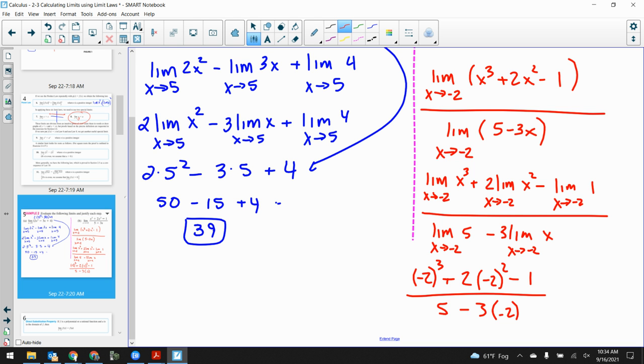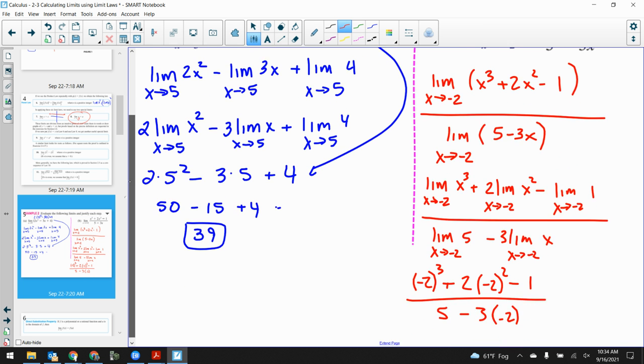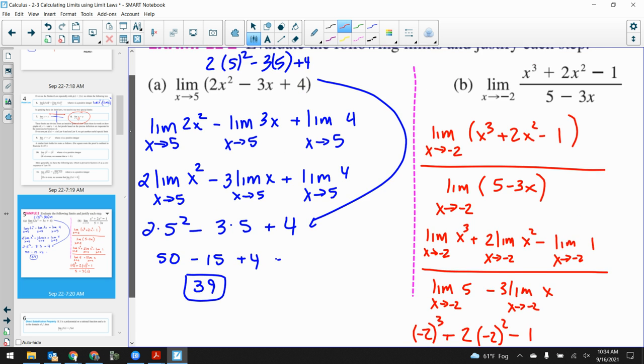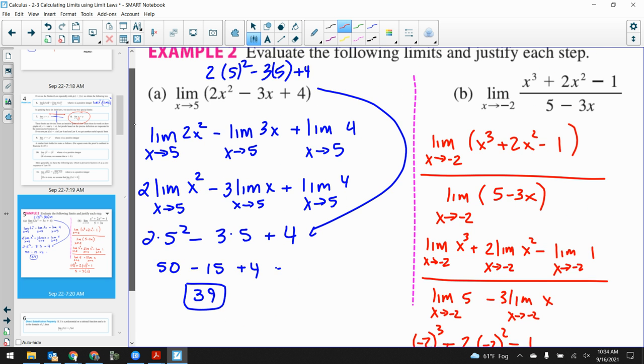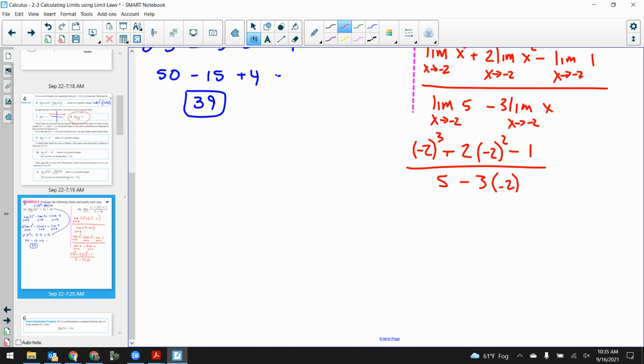And essentially, look at that step comparatively to the very beginning. All I'm doing is plugging in negative 2. That's all I really did. So negative 8, that's positive 4, positive 8, minus 1.